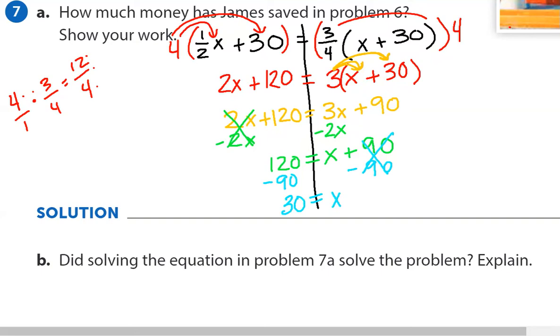James saved half of that. So James saved half of 30, which is $15. There we go.